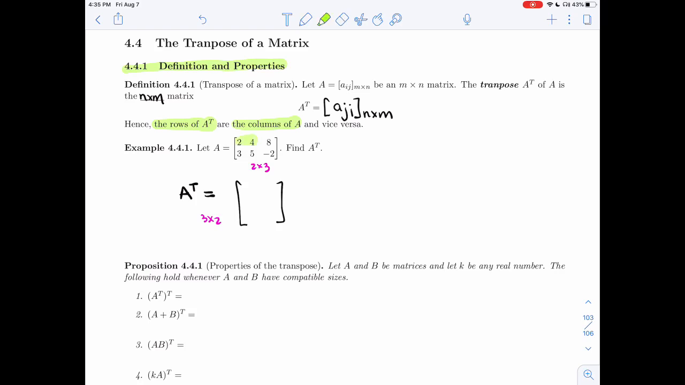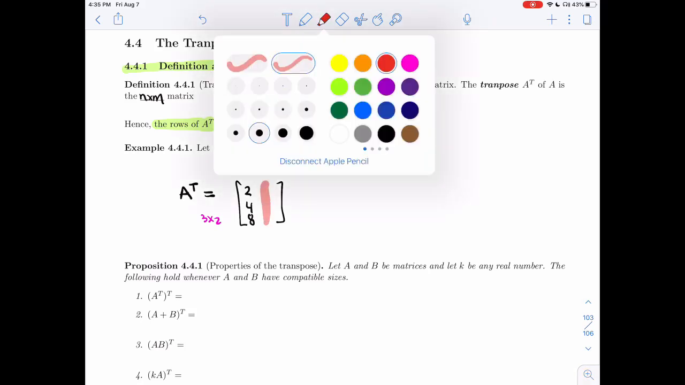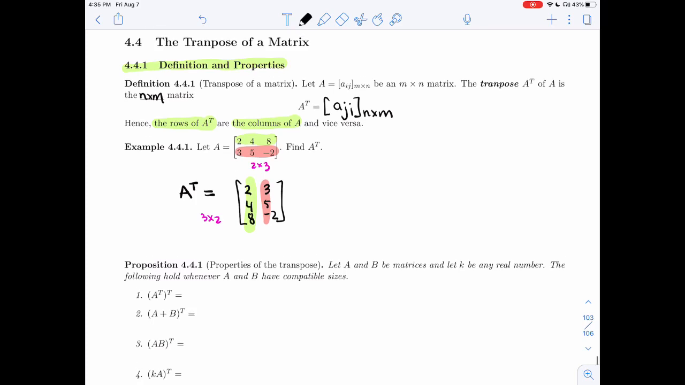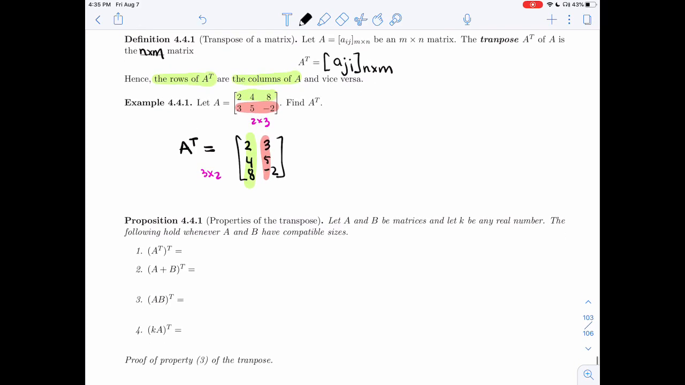And this first row, it's going to become my first column. And the second row will become my second column. And so I'll have 3, 5, minus 2. That's it. All right, so we're flipping the matrix.